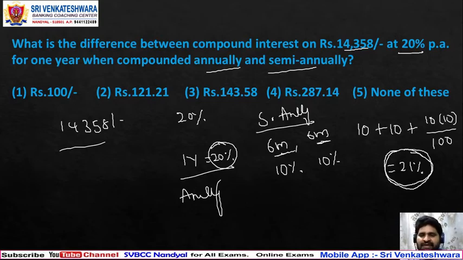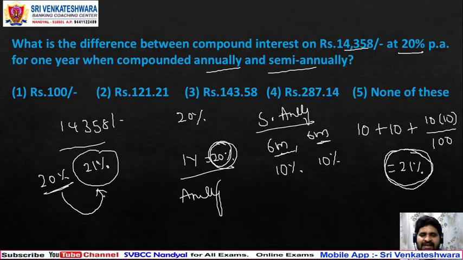Same thing, if you do it annually, I'll get 20%. Look, when I'm doing it annually, I'm getting 20%. When I'm doing it semi-annually, I'm getting 21%. That is 10% for every 6 months, done 2 times. They're asking the difference between these two. Annually I'm getting 20, semi-annually I'm getting 21. So the difference is 1%. The 1% we have to take on 14,358. On 14,358, 1% means 143.58.